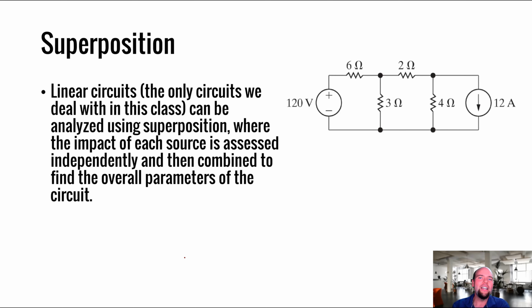So superposition is another tool we can use. And just like with Thevenin and Norton equivalents, where we're manipulating a circuit, and by doing so, we lose information about the circuit, but it leaves us with a simplified version of the circuit that makes it easy for us to find unknowns when we're looking for a limited number of unknowns, right?